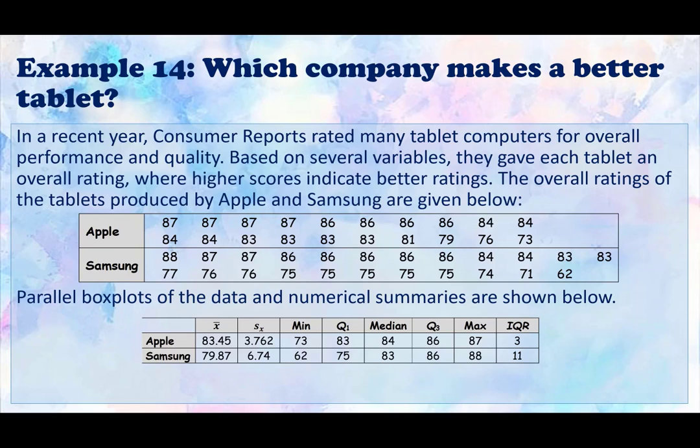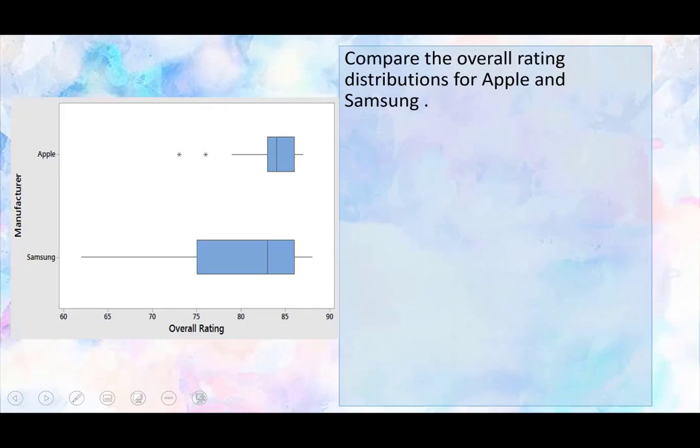So here's the numerical summaries here. Okay, we're going to be coming back to this. And then here are the parallel box plots. So we're going to compare the overall rating distributions for Apple and Samsung. And remember, when you're talking about distributions, you need to remember your SOCS. And remember, we're using comparative words here because it says to compare them. Okay, so our SOCS, remember that the first S stands for spread. So let's look at the spread here.